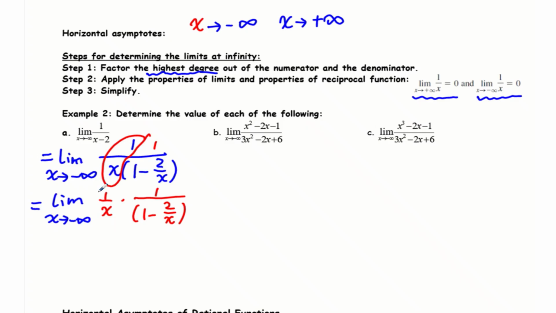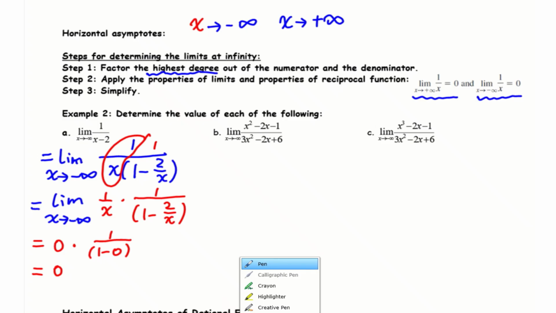Then the limit of 1 over x gives us 0. Then times the limit, sub in negative infinity, we have 1 over 1 minus 2 over x. When x approaches negative infinity, it gives us 0. So the final answer is 0. So it means this limit value when x approaches negative infinity gives us 0. So this is not finding the horizontal asymptotes or vertical asymptotes yet. We just want to practice how to find the limit, the value of limits for the expression.